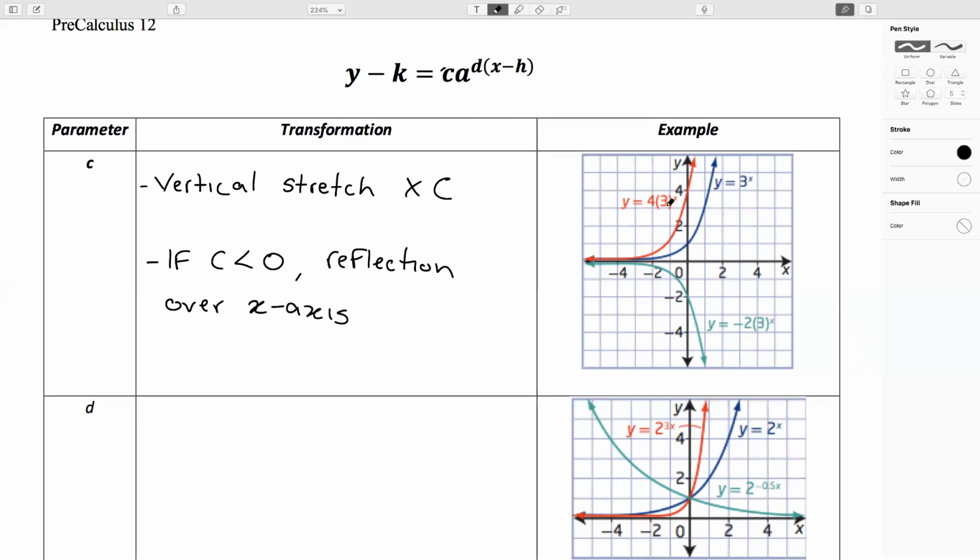So for example, 3 to the power x is going to be the blue function. If we apply a vertical stretch of 4, like the red function, it's a steeper graph, and it changes our y-intercept to 4. If we apply a vertical stretch of -2, effectively it stretches it by a factor of 2, but it also flips over the x-axis, and we get a y-intercept of -2.